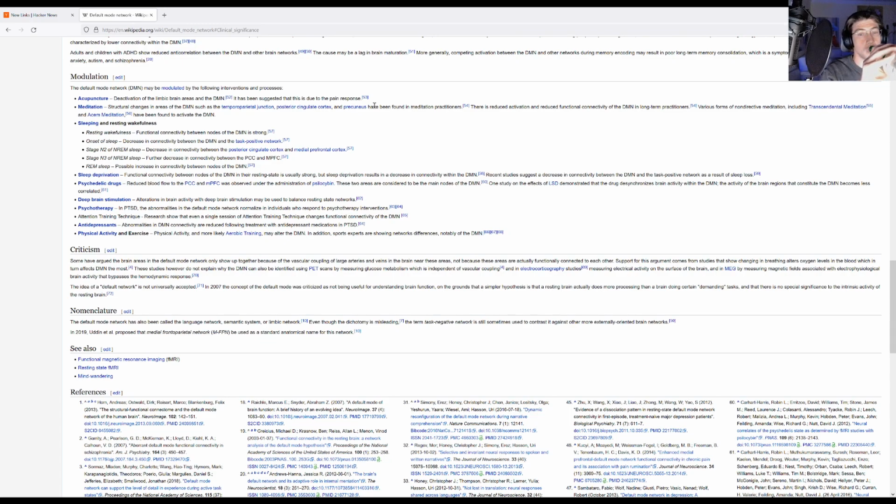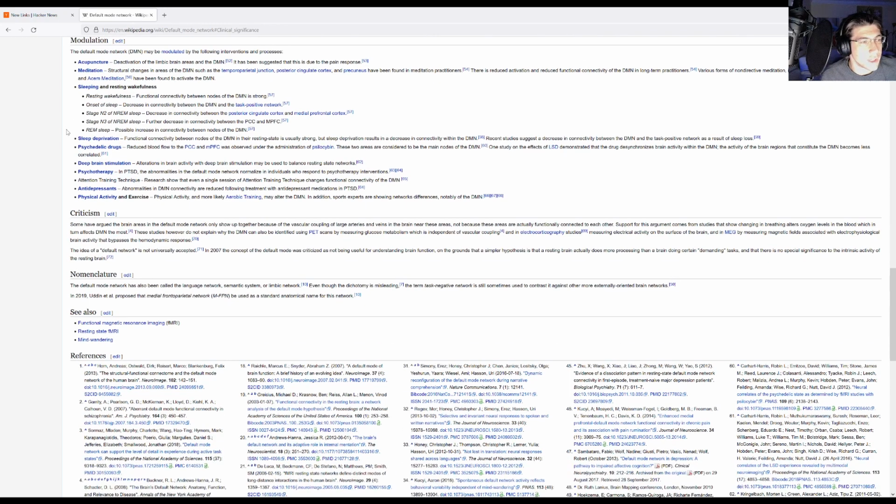Wow. Various forms of non-directive meditation, including transcendental meditation and ASM meditation, have been found to activate the default mode network. Wow, interesting. Sleeping and resting wakefulness. Resting wakefulness. Oh, wow. This is very interesting. Sleep deprivation.